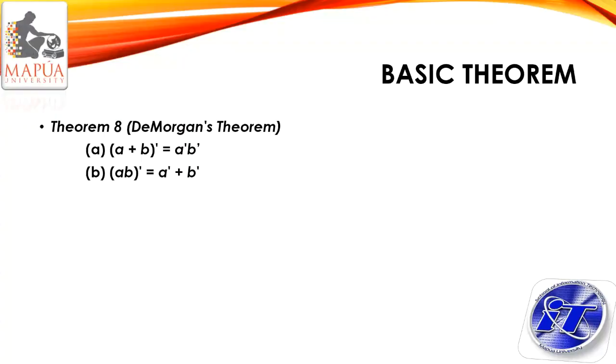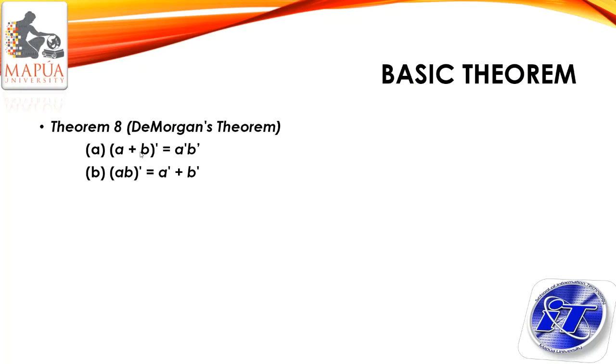Let's continue our discussion about theorems. Theorem number 8, De Morgan's theorem. De Morgan's theorem is used when we want to separate the negation among the variables under one negation. Or if we have separate negations and want a shared negation, we could also use De Morgan's theorem, or theorem number 8. So we have two forms.